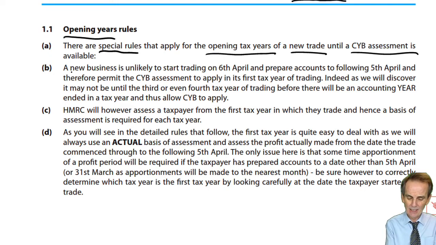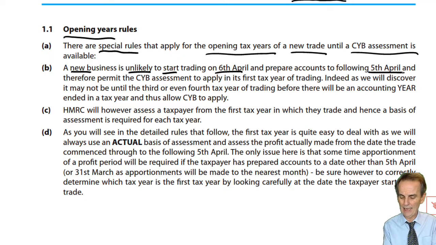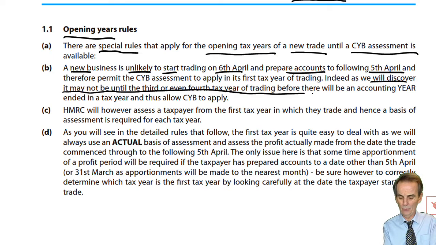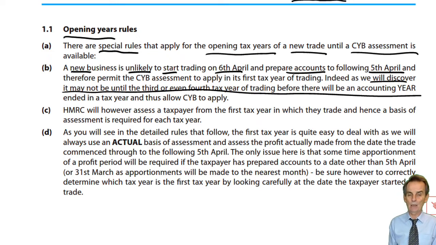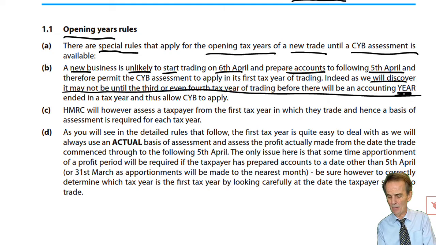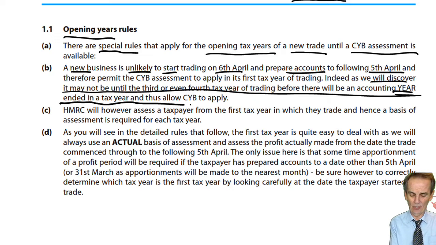As we've just said, a new business is very unlikely to start trading on the 6th of April and prepare accounts through to the following 5th of April, thus allowing CYB to operate from the first tax year onwards. As we'll discover, it may not be until the 3rd or even 4th tax year before we have CYB, before we have an actual accounting year. Again, remember, for CYB to apply, it is not just having an accounting date that ends in that tax year, it's having an accounting year that ends in the tax year, and thus allows CYB to apply.